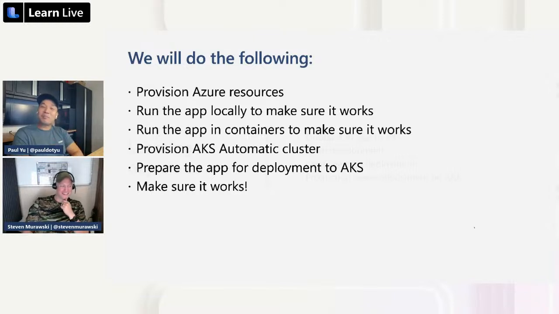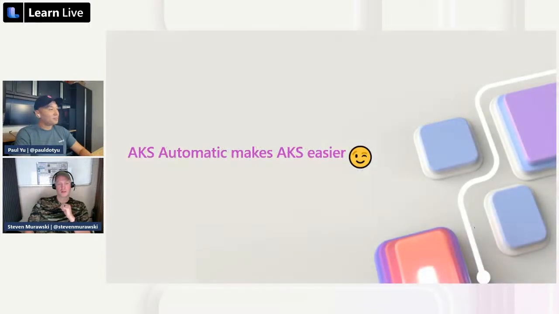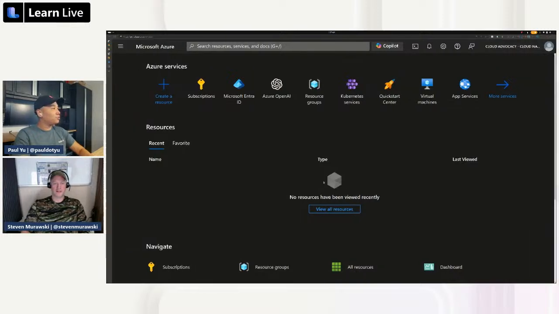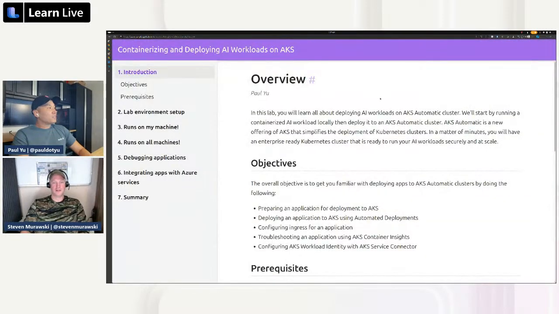So what we're going to do is provision some Azure resources. We're going to use Azure Developer CLI for that, and then like I said, we're just going to make sure that it runs locally, and then iterate from there. So it's going to be a fun one. All right, let's just go right into the lab instructions.